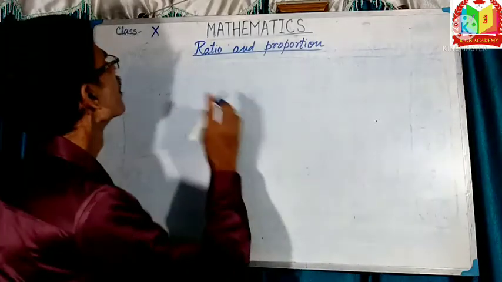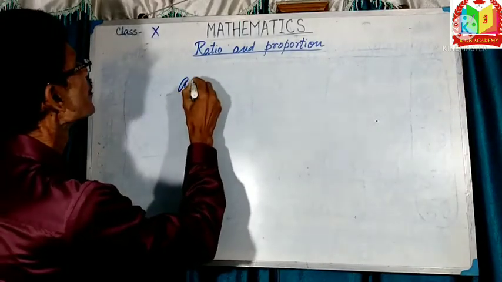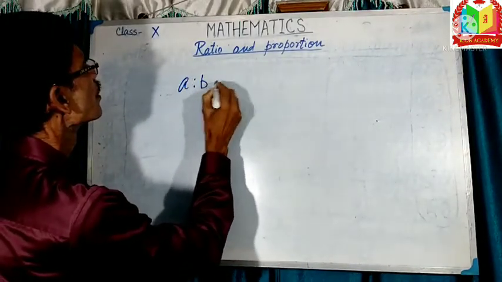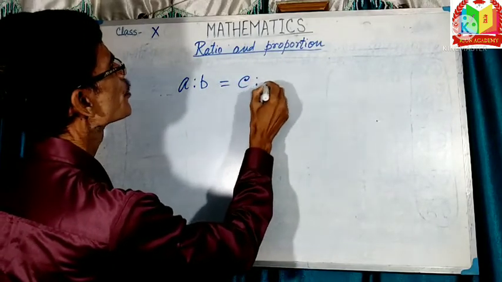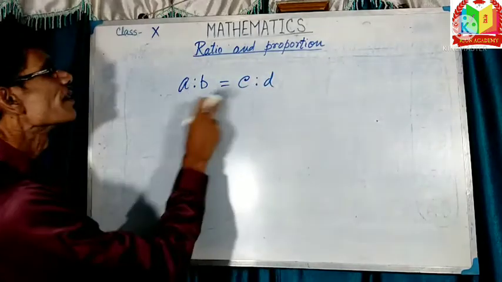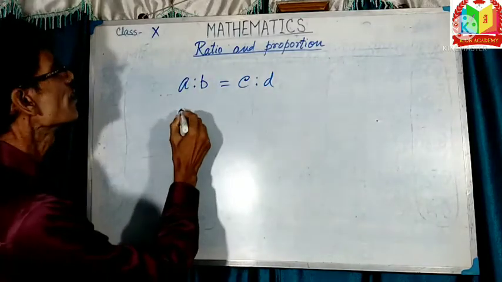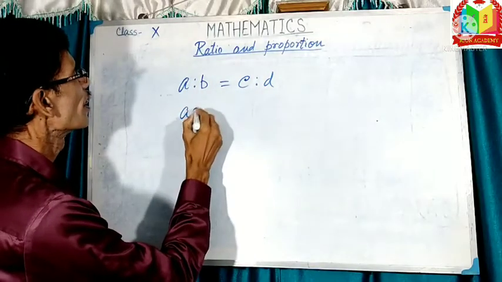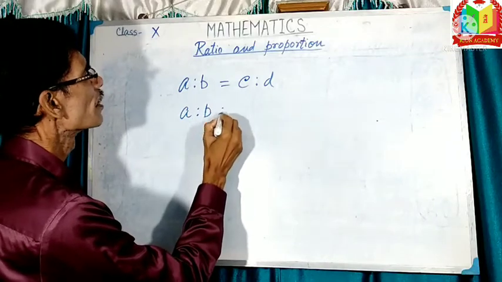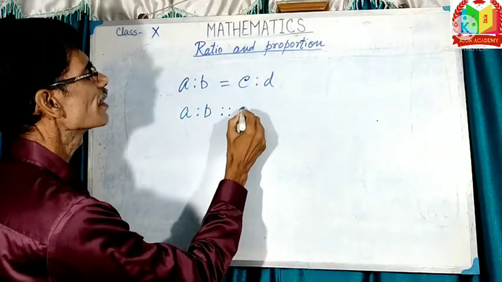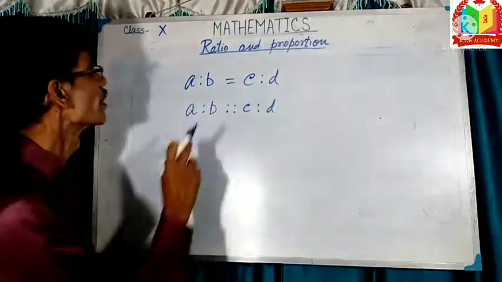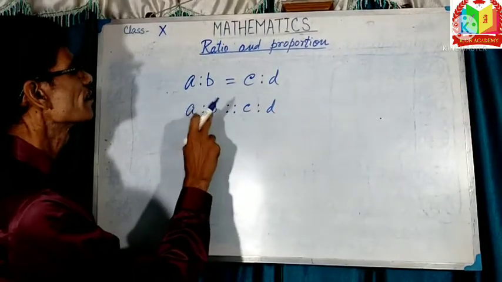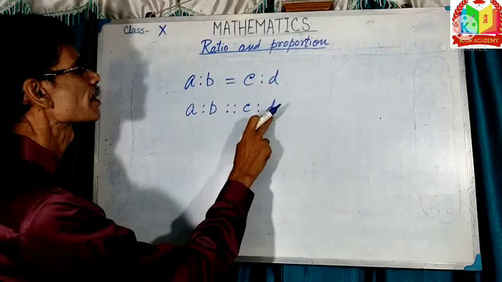Like A is to B equal to C is to D, then they are in proportion. A is to B, this is the proportion sign, C is to D. Listen, this is first term, second term, third term and fourth term.